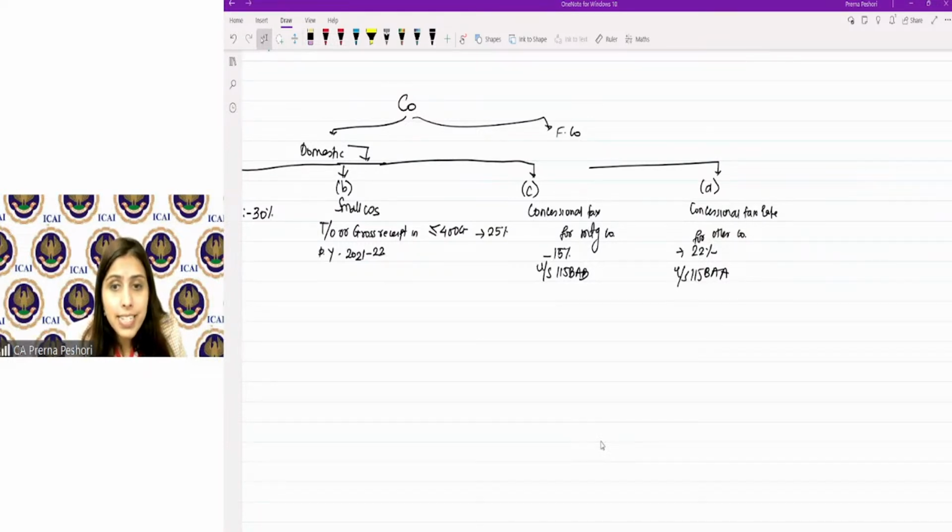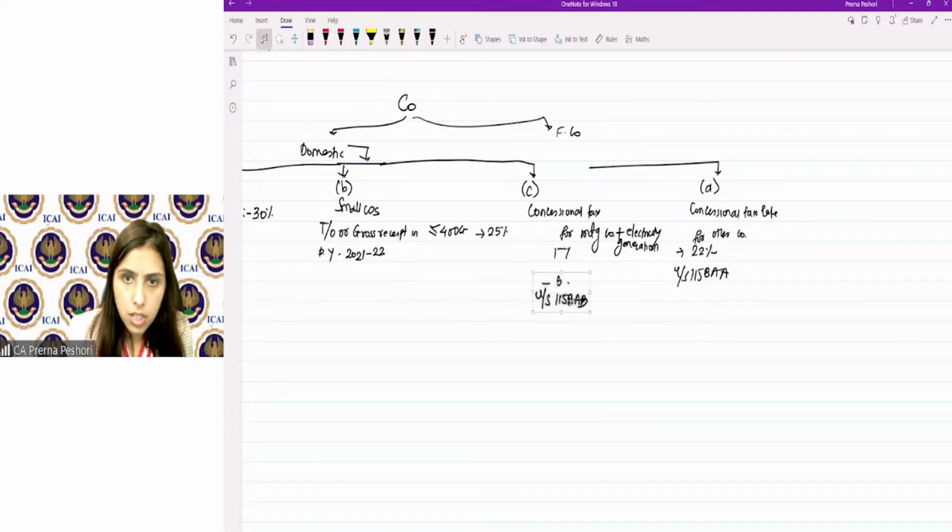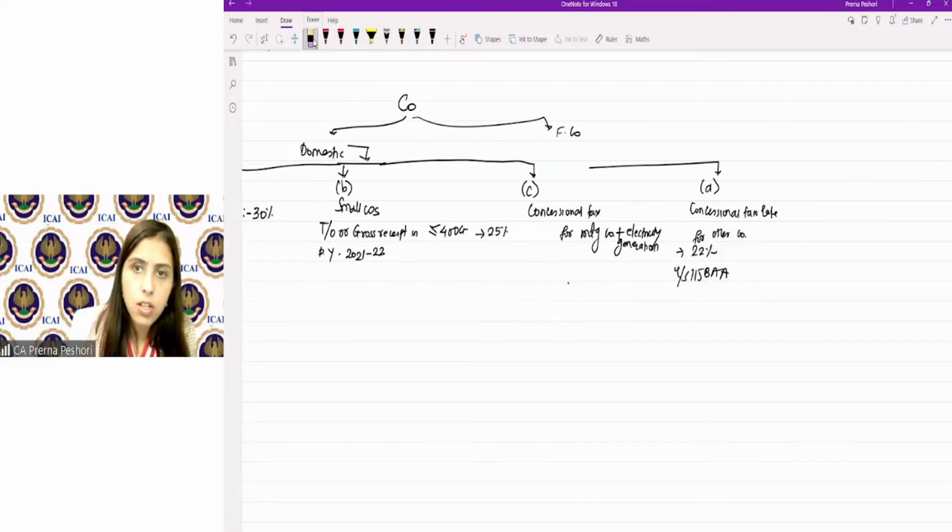Now, as I said, this 115BAB is for domestic manufacturing or electricity generating companies, which are basically new companies. So manufacturing plus electricity generation, this is at the rate of 15%. Okay.